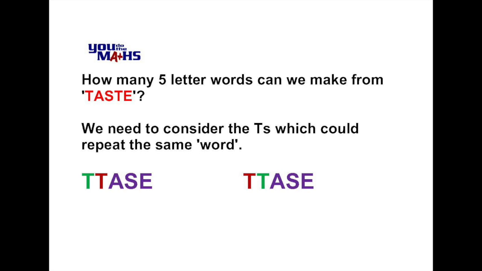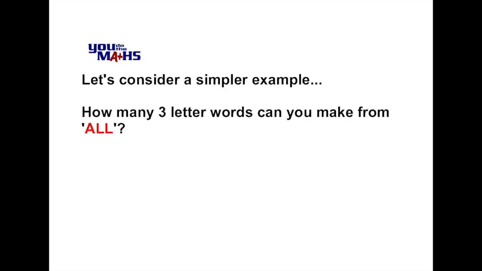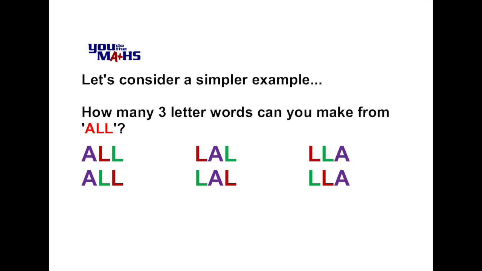To determine a process to calculate the number of words in this case, let's look at a simple example first. We'll consider all the 3-letter words we can make from the word "all". A good idea would be to pause here, write down all your possible 3-letter words that you can get from the letters A, L, L, and see if we agree. So here is our list, and we've indicated the 2 L's in different colours, just to show what would happen if we swap them over.